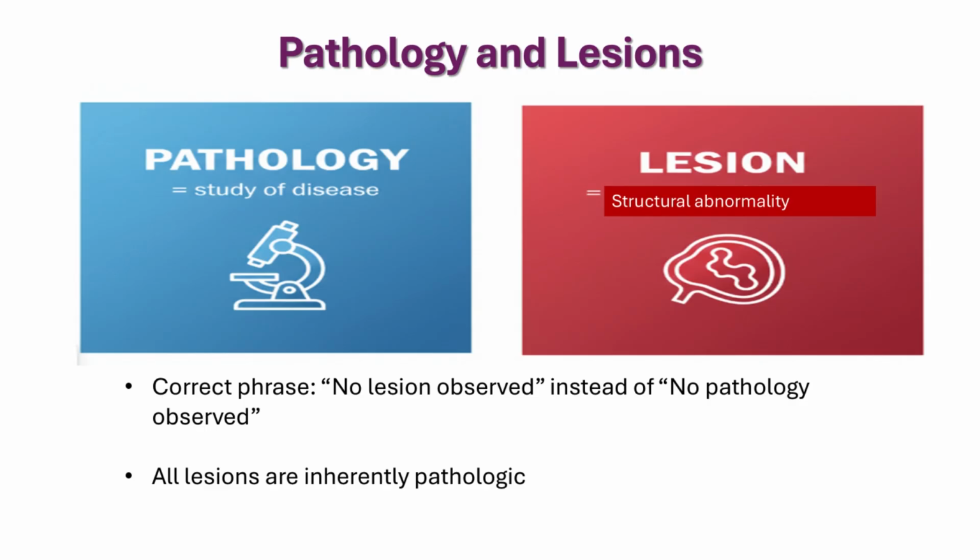We should remember that pathology is the study of disease, but it is not the same as a lesion. A lesion is a structural abnormality in a tissue or organ. Often, you might hear someone say, "No pathology is observed," whether in lectures, clinical rounds, or journal articles. The more accurate way to say this is, "No lesion is observed." It's also important to note that all lesions are inherently pathologic, so referring to a pathologic lesion is redundant at best. Using precise terminology helps avoid confusion and improves clarity when discussing disease in veterinary pathology.